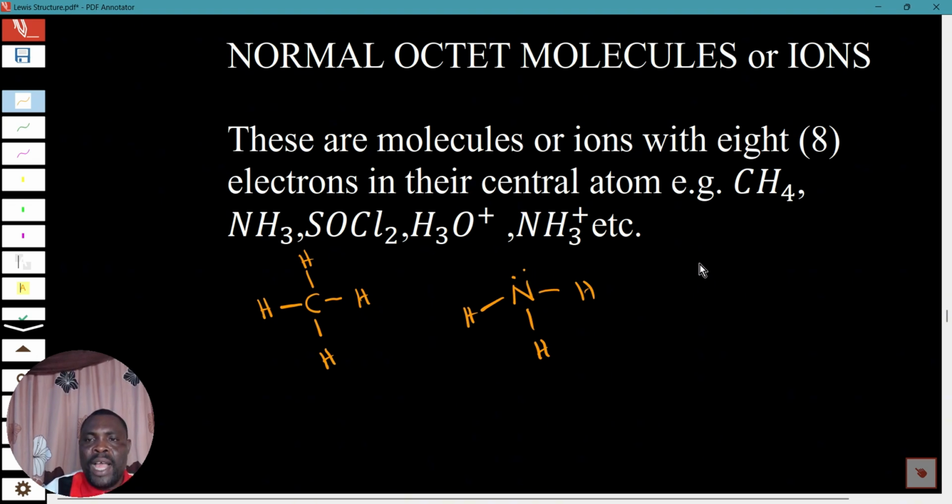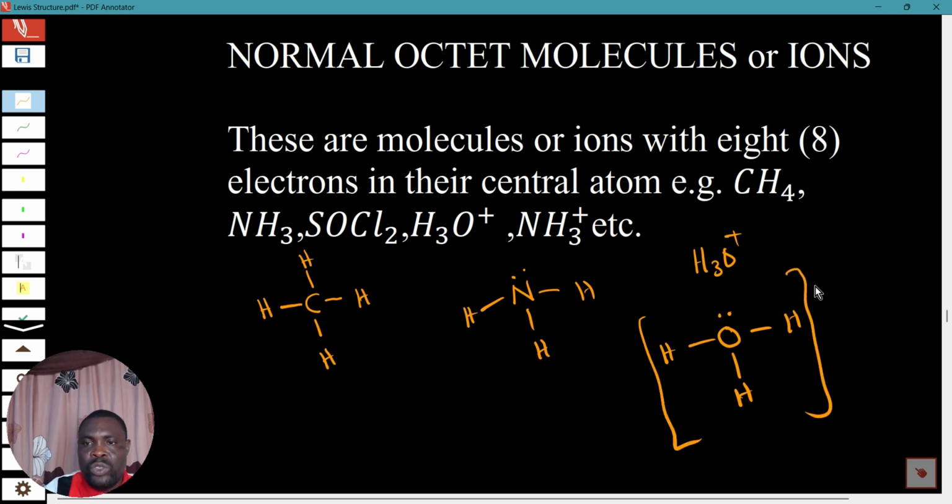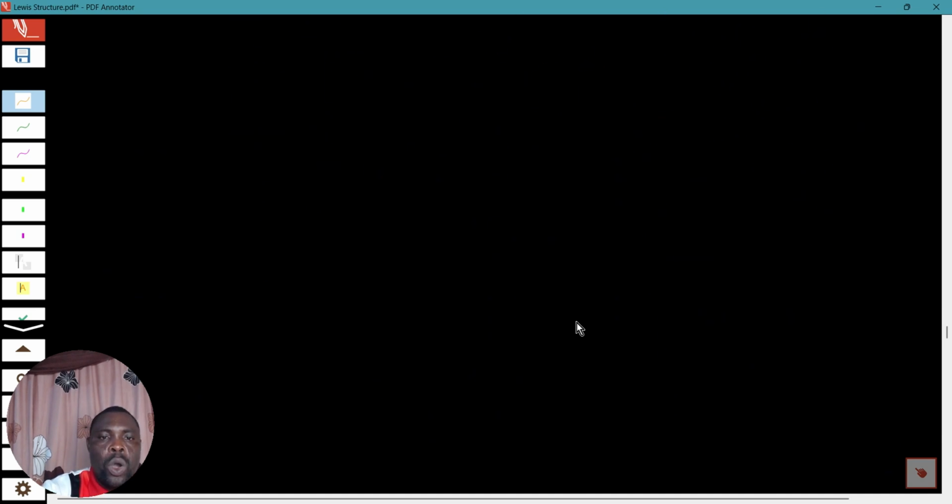Now if you look at the hydronium ion, H3O plus, available electrons there is 8. We have the oxygen, we have the 3 hydrogen, 3 bond pairs making what? Making 6 electrons, plus the lone pair of 2, making what? 8 electrons. So we can see that each of these species has 8 electrons. So they are normal octet molecules or ions.